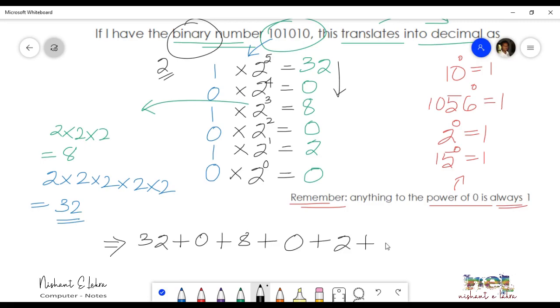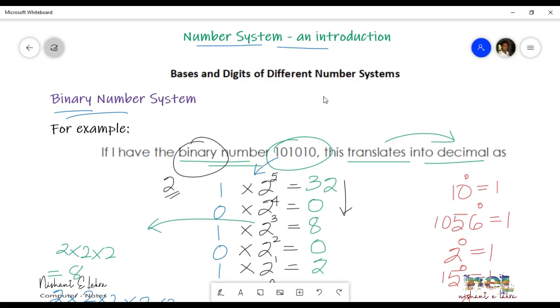Okay, so we have written down the addition of these numbers. 32 plus 0 plus 8 plus 0 plus 2 plus 0 will be equal to 42. So what we have done here is we have translated or converted binary number 101010 into decimal. So in simple sense, the binary number 101010 will be equal to decimal number 42.